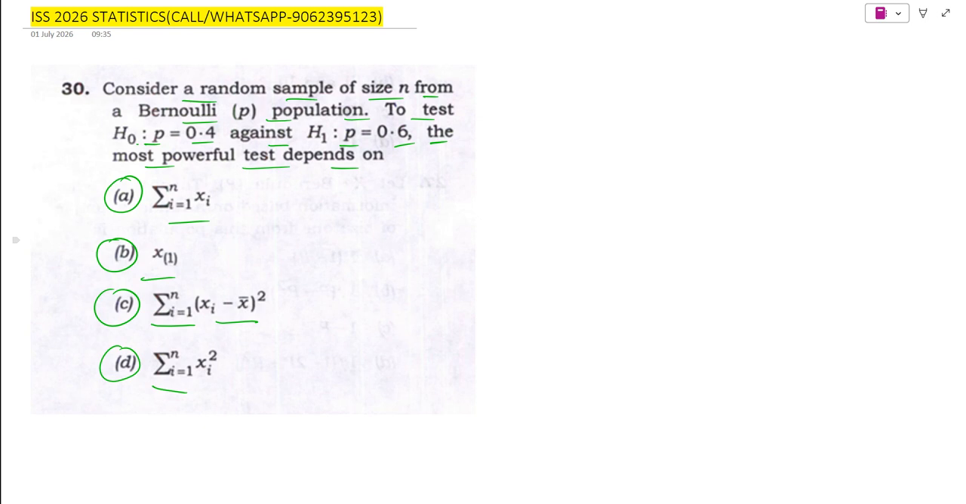Now, the moment you read most powerful test, your mind should immediately think of the theorem, the Neyman-Pearson lemma. And this is one of the most important theorems in hypothesis testing. So whenever both hypotheses are simple hypotheses, the Neyman-Pearson lemma gives the most powerful test. And today's question is exactly of that type. Now, whenever you see both parameter values fixed, immediately write the likelihood ratio without wasting time.